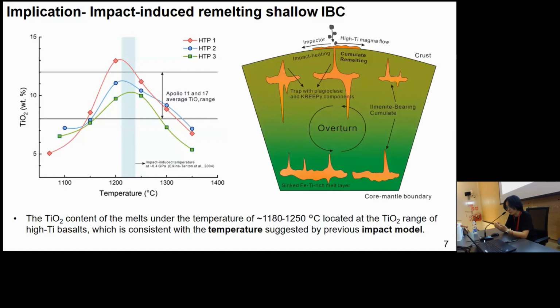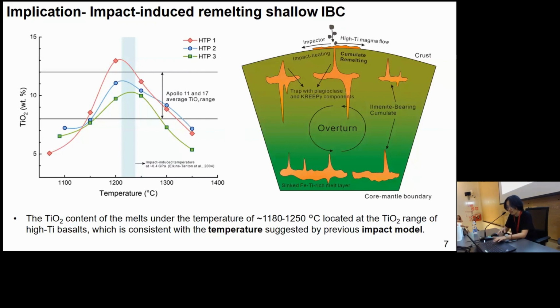So we plot the illustration of the eruption process to form the high-titanium mare basalt. The remaining ilmenite-bearing cumulate remelted after the impactor heating, and the high-titanium magma flowed and erupted, then uplifted, and we got the returned lunar samples that we see as high-titanium mare basalt.